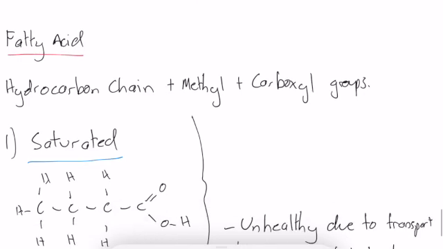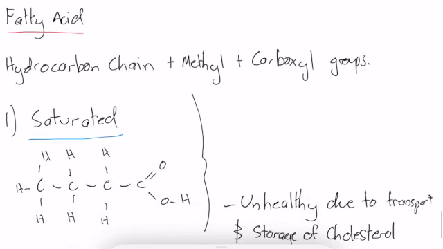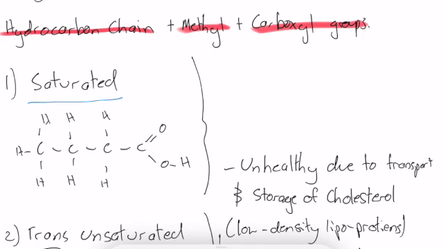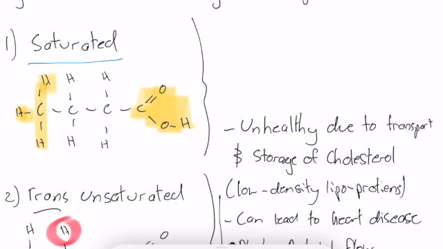Next up, we have fatty acids. So we know all fatty acids have that hydrocarbon chain along with your methyl group and your carboxyl group. So I'll just highlight the methyl group in this instance. And then here is your carboxyl group. So there are three notable types of fatty acid. Firstly, we have our saturated.